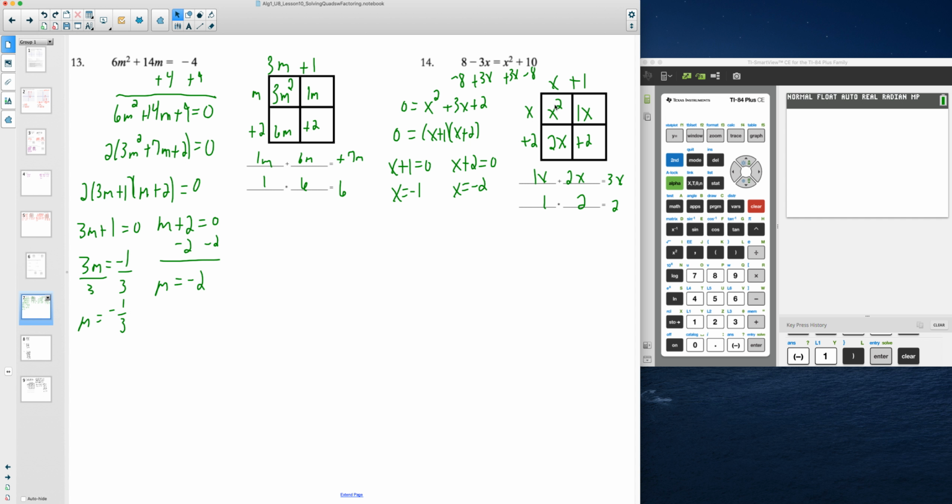And then you can see that we are right back into our area model here. So x squared here, 2 here. A times c is 2. Our b term is 3x. So now 1x plus 2x is 3x. That's the combination that we want here. So that gives us a factor of x plus 1 and a factor of x plus 2. So x plus 1 equals 0 gives us x equals negative 1. X plus 2 equals 0 gives us x equals negative 2.